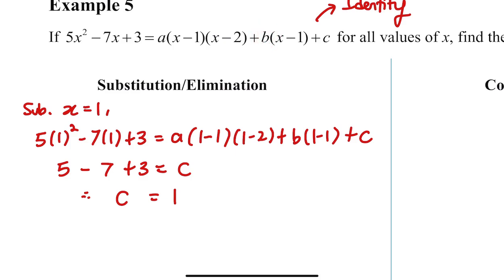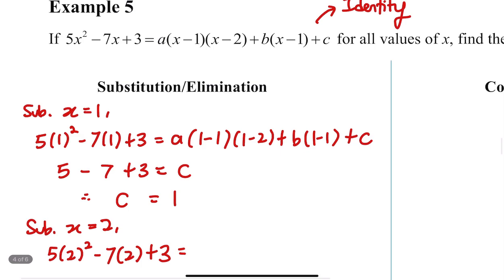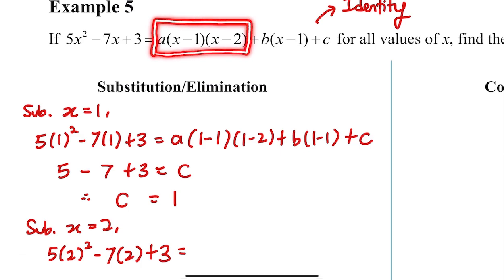Okay? Now if I want to find out b, a has x minus 1 and x minus 2, right? I already found out what c is. What x value can I sub in to get rid of a? I have used 1. Now I can sub in x equals 2. So let's see what will happen. I will get 5 times 2 squared minus 7 times 2 plus 3. If I sub in x equals 2, this x minus 2 will become 2 minus 2 equals 0. This whole thing will disappear.